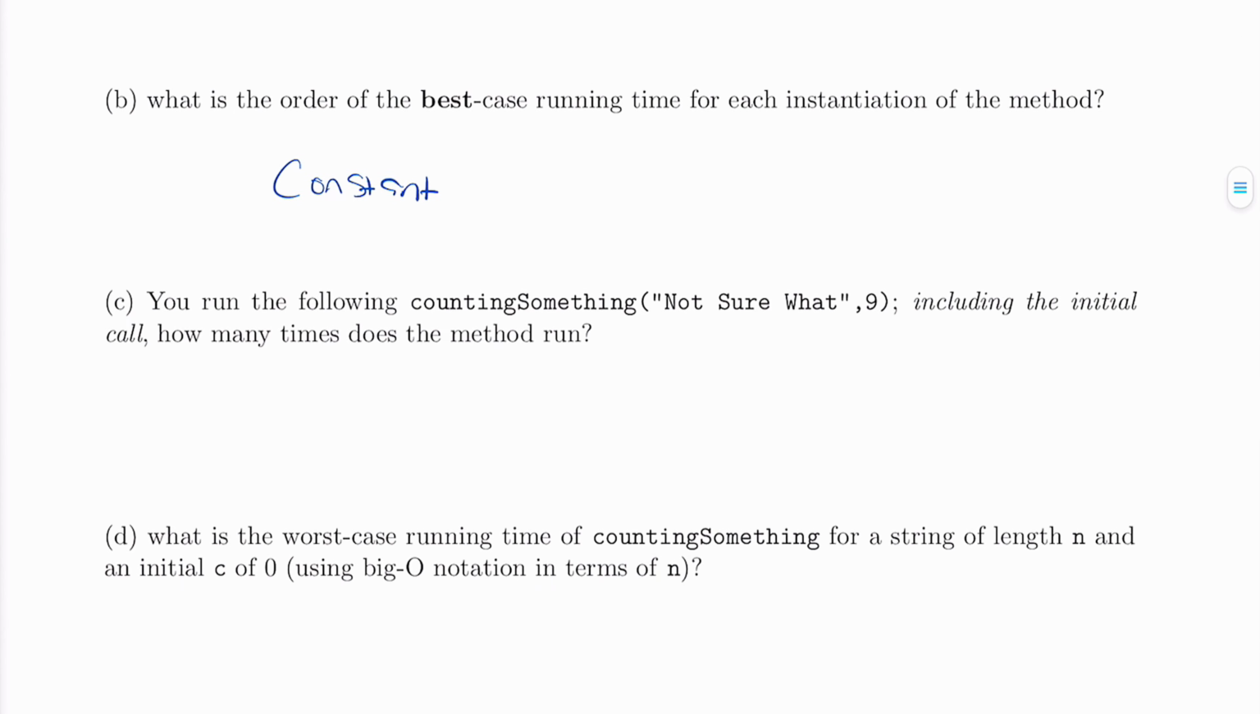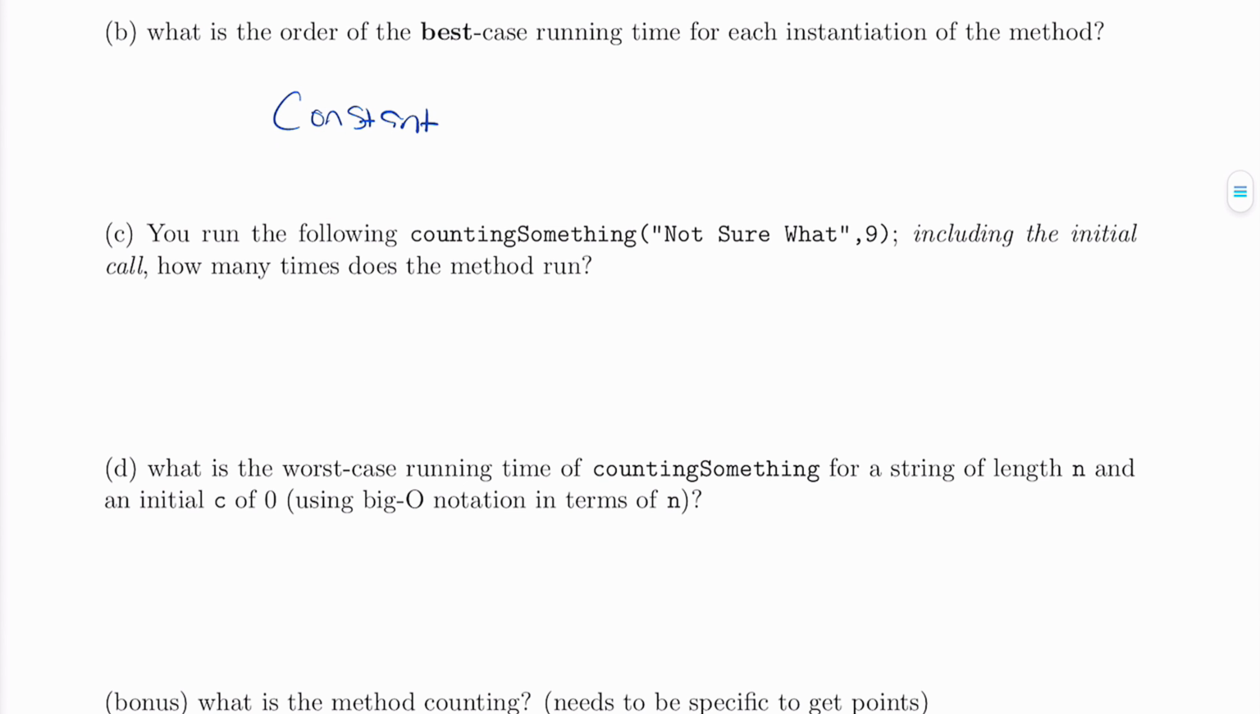So then the next question says, you run the following piece of code. This one little method call here, where the input string is not sure what, because we're not sure what we're counting, and the value of C is 9. And it's asking, including the initial call, how many times does the method run?